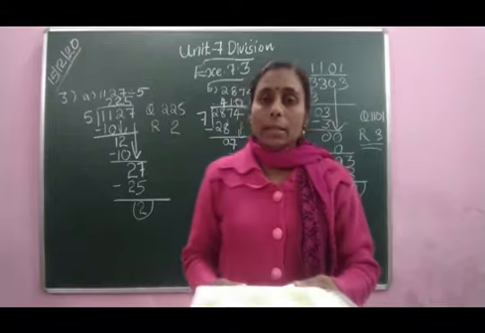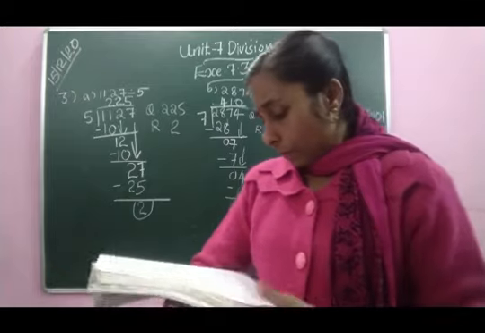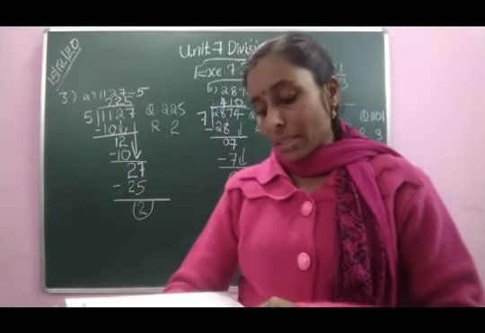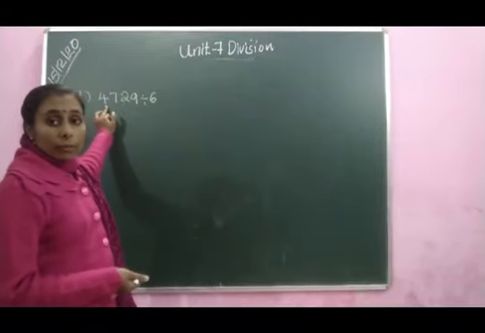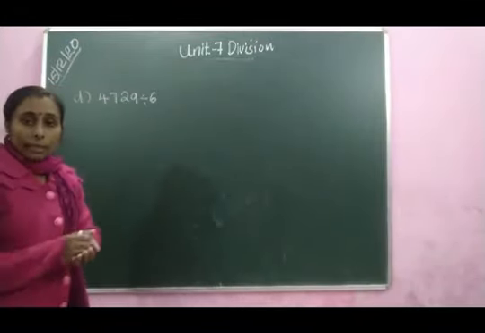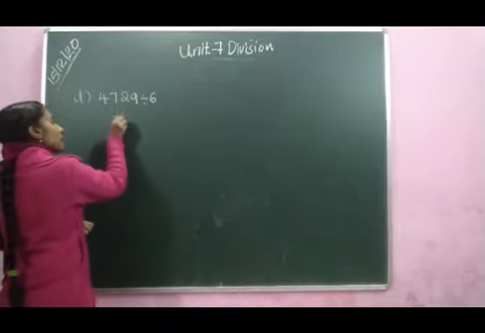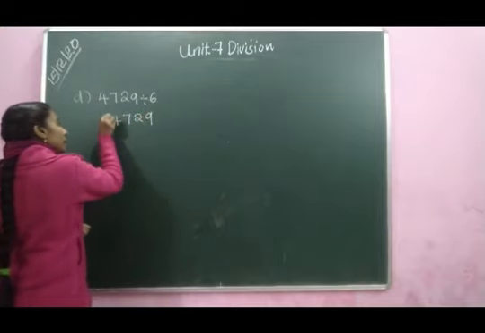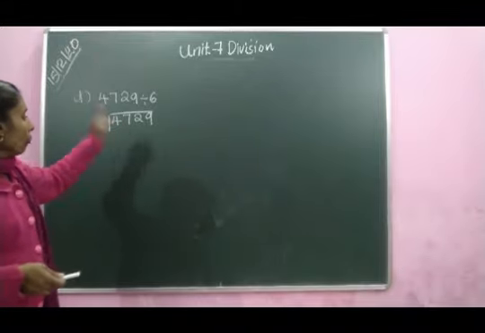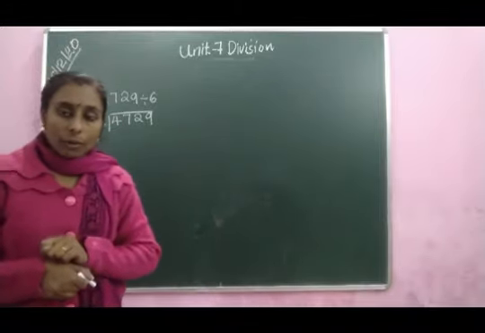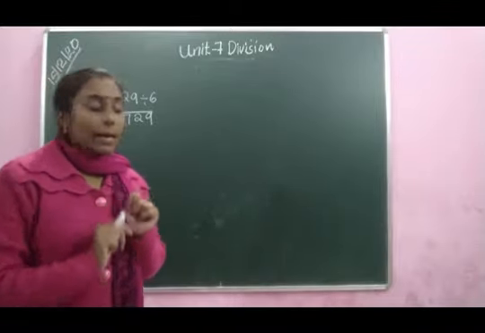Next question is 4,729 divided by 6. Let's see how we can do it. 4, 7, 2, 9 divided by 6. How many 6s are in 4? There is no 6 in 4. Why? Because 4 is smaller than 6.